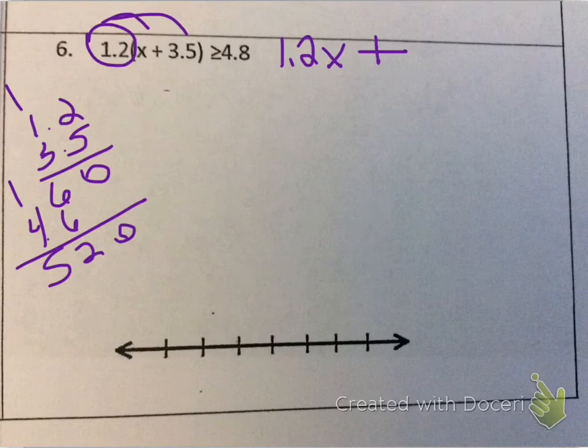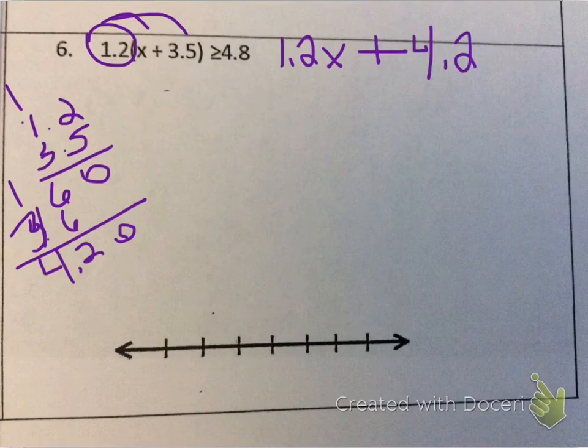Sorry, I carried that. I did this wrong right here because this would be 3 times 1, which is 3. So it's 44. I'm sorry, move your decimal 2 places, so it's 4.2. I knew that didn't look right. 4 2/10 is greater than or equal to 4 8/10. Okay, now we are going to solve that inequality.